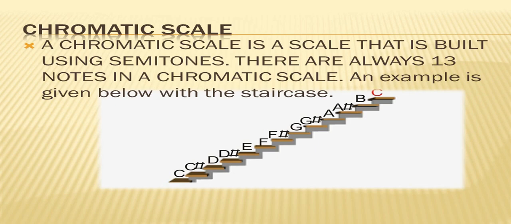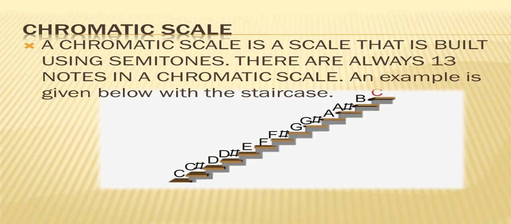Chromatic scale is a scale that is built using semitones. There are always 13 notes in the chromatic scale. An example is given below with the staircase that we've seen before. So let's count 1, 2, 3, 4, 5, 6, 7, 8, 9, 10, 11, 12, 13. Always take note that the 13th note is a repetition of the first note. Okay, so we have C here and we have a C here. They are all the same.